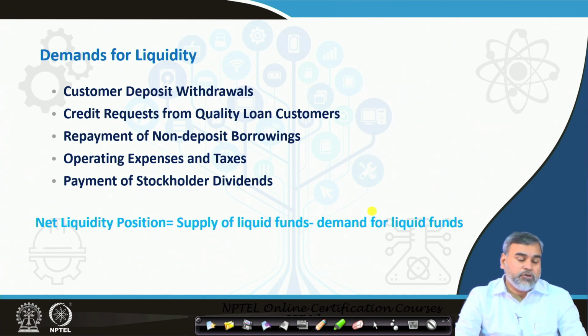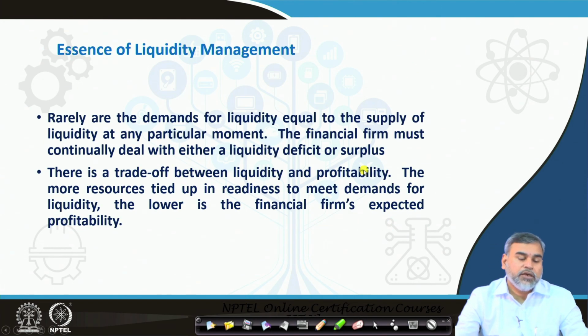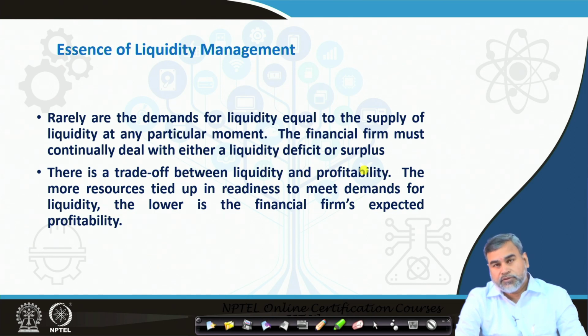So, if you want to find out the net liquidity position of this particular bank, the net liquidity position is nothing but the supply of liquid funds minus the demand for liquid funds. So, that is the net liquidity position for any commercial bank. If you want to calculate, that is the difference between the supply of liquid funds and the demand for liquid funds. But one thing you keep in mind always, rarely is the demand for liquid funds equal to the supply of liquid funds.